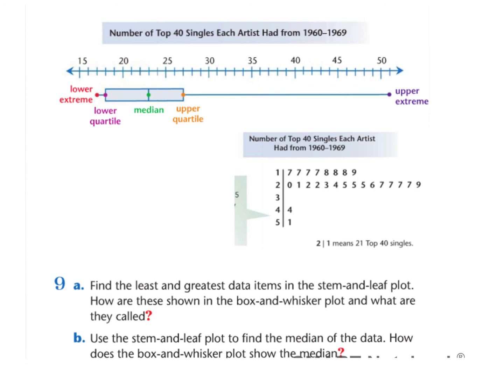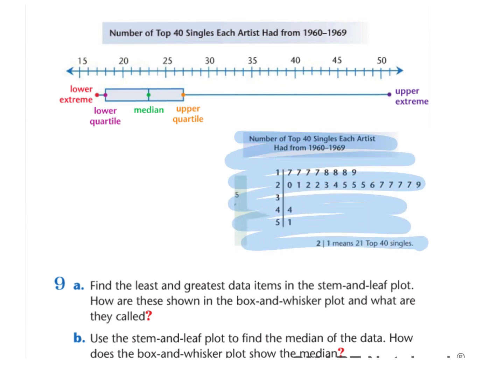So again, we're going to answer the 2 questions. Here we have the stem and leaf plot that they used. So we have specific numbers, but then they used it to make a box and whisker plot on the same data. The question, letter 9A, says to find the least and greatest data numbers in the stem and leaf plot and how they're shown on the box and whisker. So the smallest number on the stem and leaf plot is 17, which if you look right on the number line, that's on 17. Our highest number is 51, which again is our upper extreme on this one.